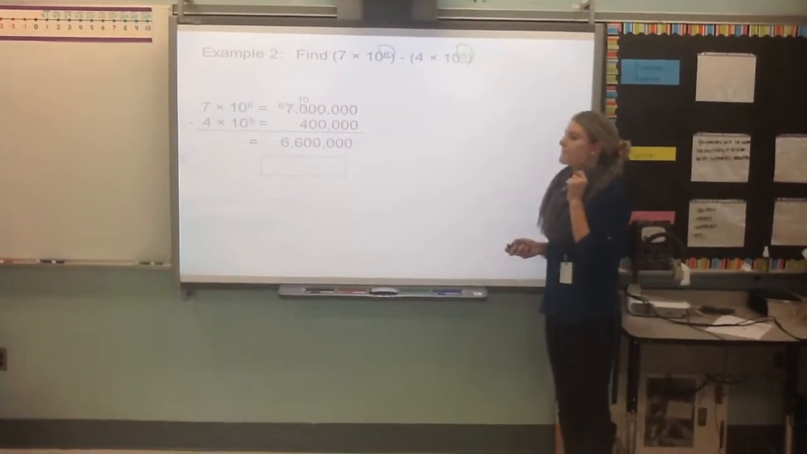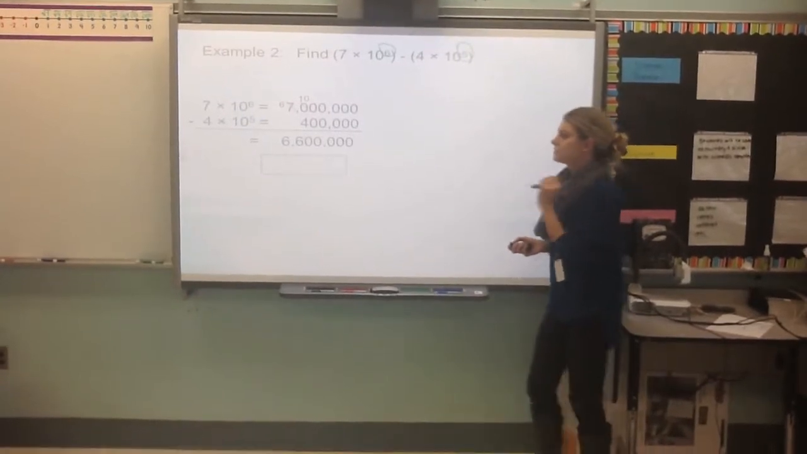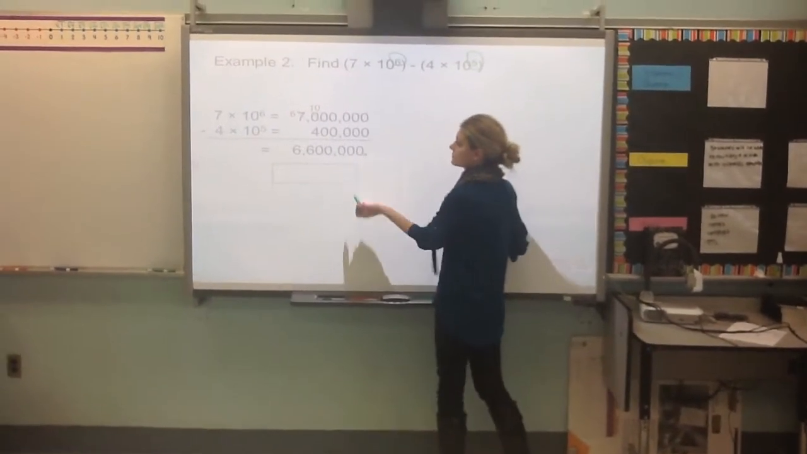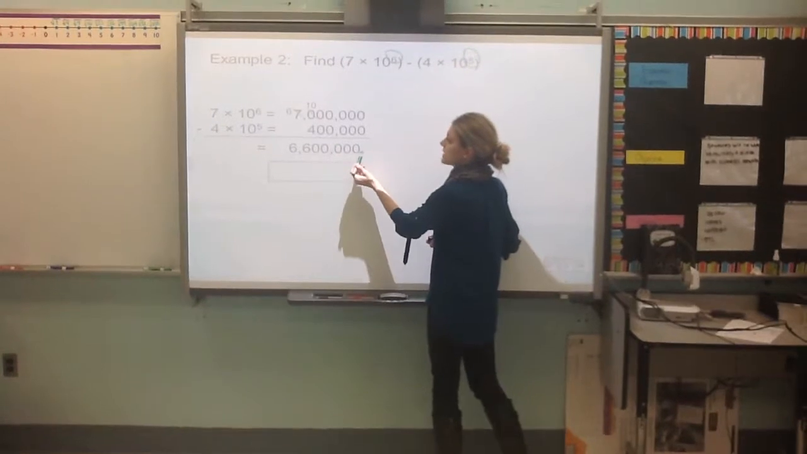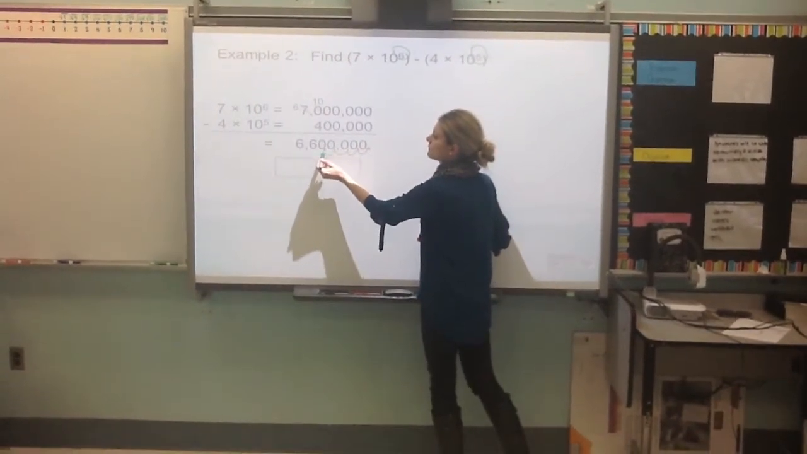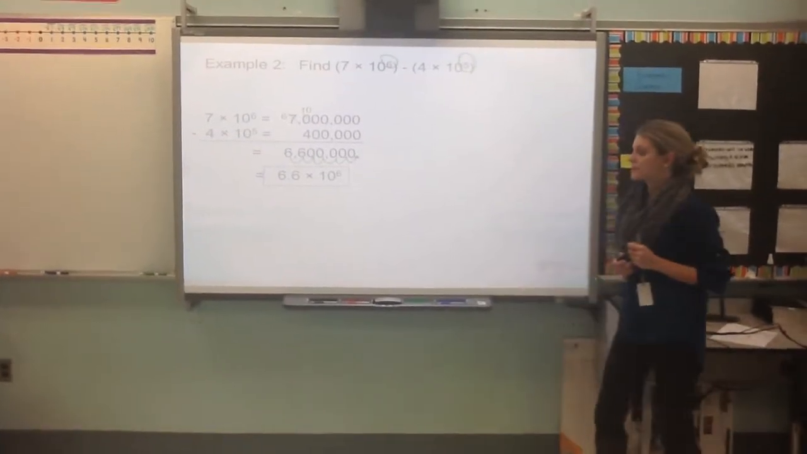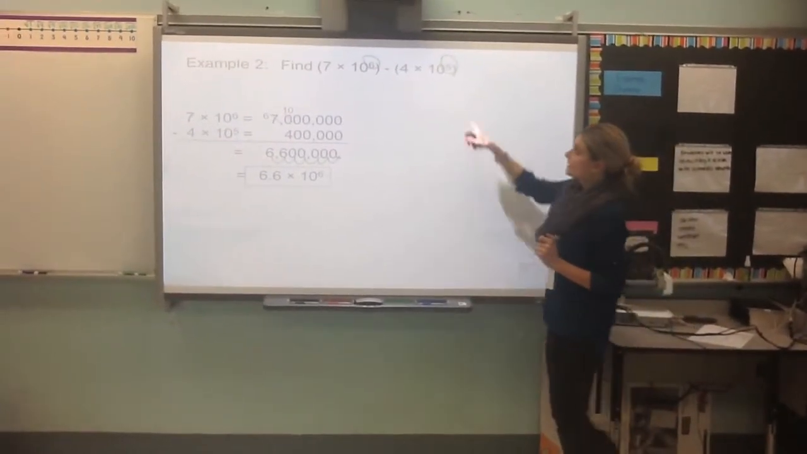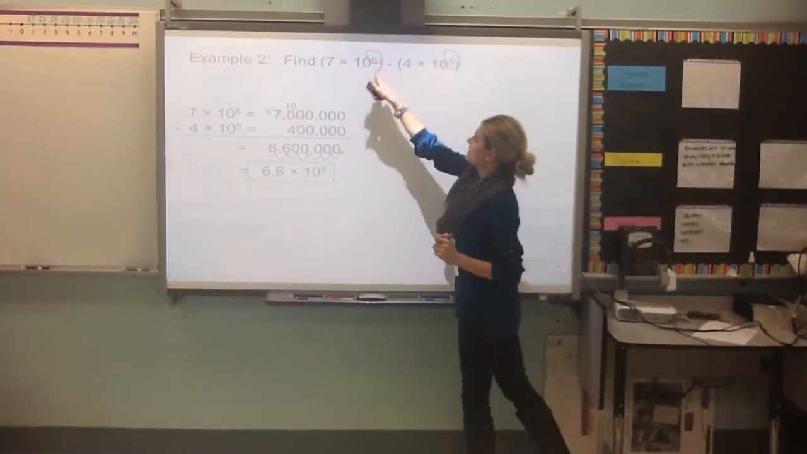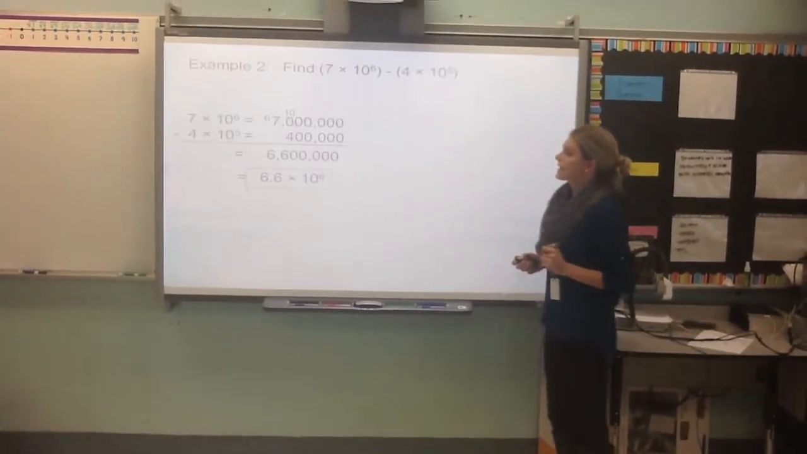And now I need to turn that back into scientific notation. So I would say, how many spaces do I need to move my decimal to get this number between 1 and 10? 1, 2, 3, 4, 5, 6. So my answer is going to be 6.6 times 10 to the power of 6. Again, since these have different exponents, I can't use method number 2 like we did last time.